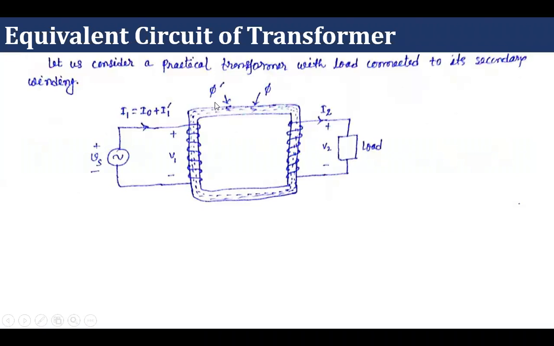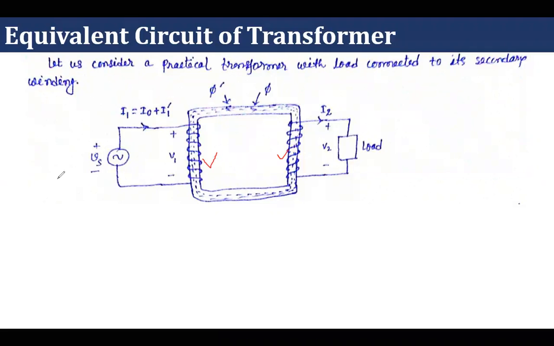So let us consider a practical transformer which is having two coils, primary coil and secondary coil. And from the primary side, we are applying an external voltage Vs, and obviously the nature of this voltage is sinusoidal. Due to this applied voltage, V1 voltage is induced in the primary coil, whereas V2 voltage is induced in the secondary coil. Since we have a load on the secondary side, I2 current is passing in the secondary coil circuit.